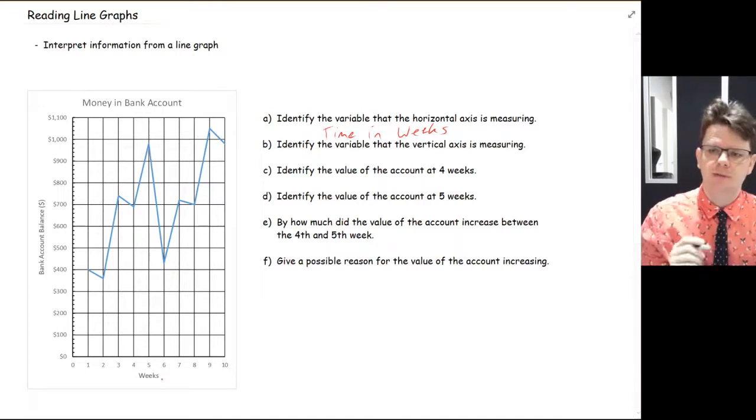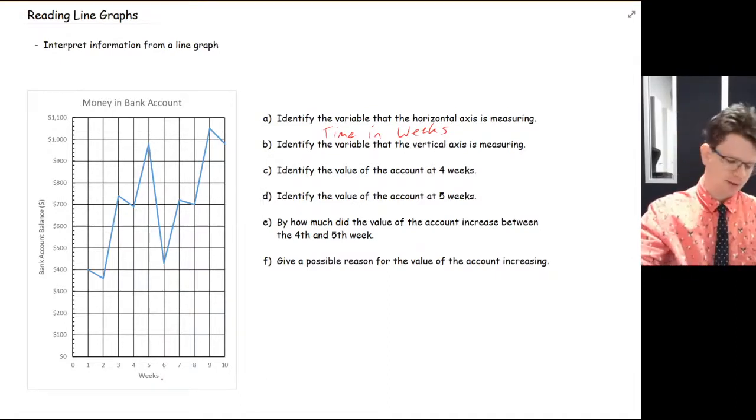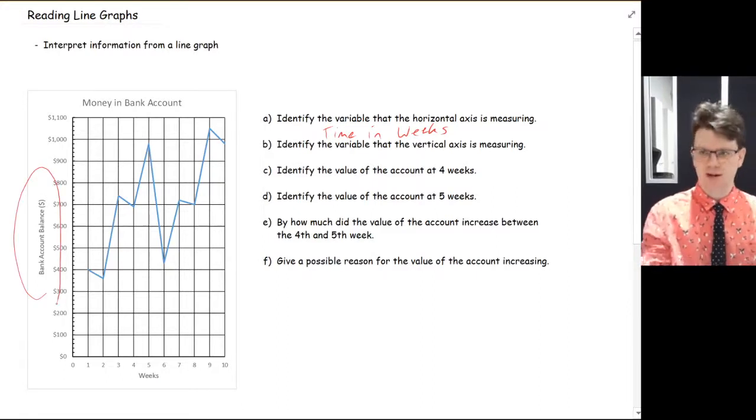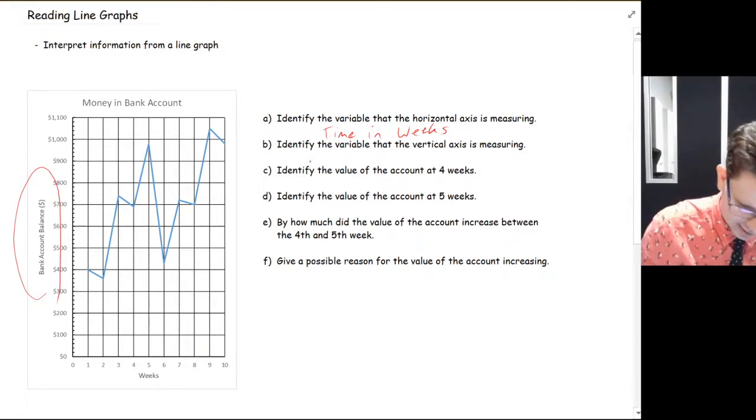Identify the variable that the vertical axis is measuring. Well, the vertical axis, remembering that's this one, going straight up, it's the amount of money. Bank account balance. Remember, balance is just a fancy word for how much money's in your account. So I might even just write that, bank account balance.